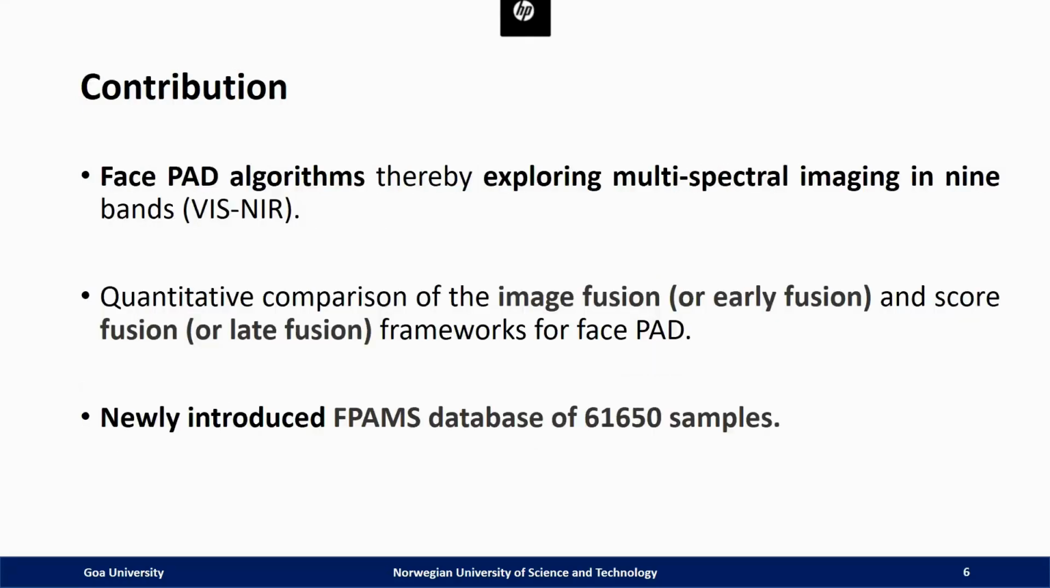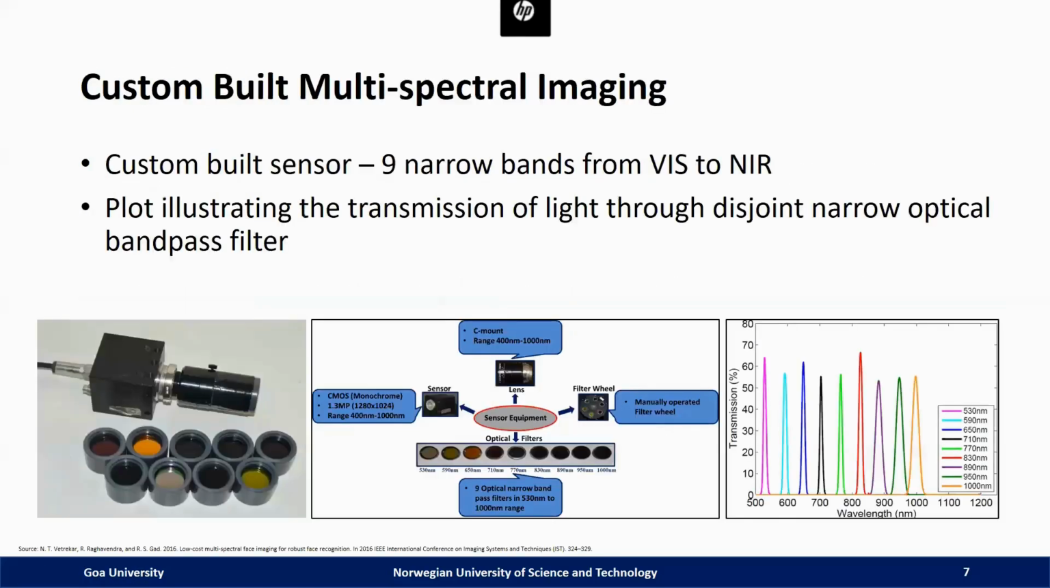The main contributions of our work are as follows. We explore multispectral imaging, especially in visible and near infrared, without compromising the verification performance and the attack detection performance. That's the main objective. Then we have a qualitative comparison of image fusion, which is early fusion, and score fusion, which is late fusion. We need to see where exactly we can identify the attacks more easily, more accurately and in a more generalizable format. And of course, we also introduce a new database with this paper, which has more than 61,000 samples.